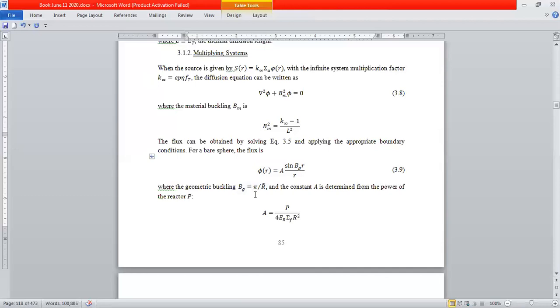But for a material, okay, I'll just show you. So for a sphere, it's pi over r, the first value of the eigenvalue. Then of course there are multiples of this.